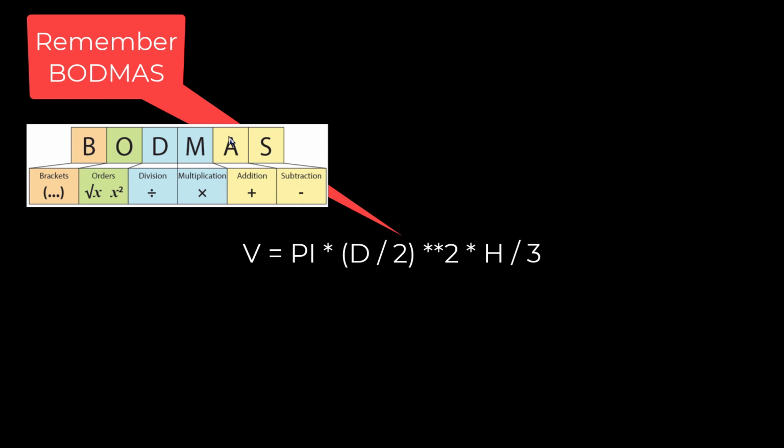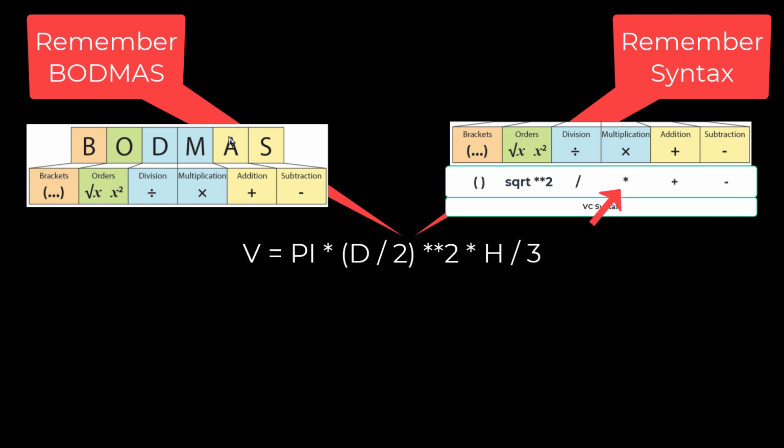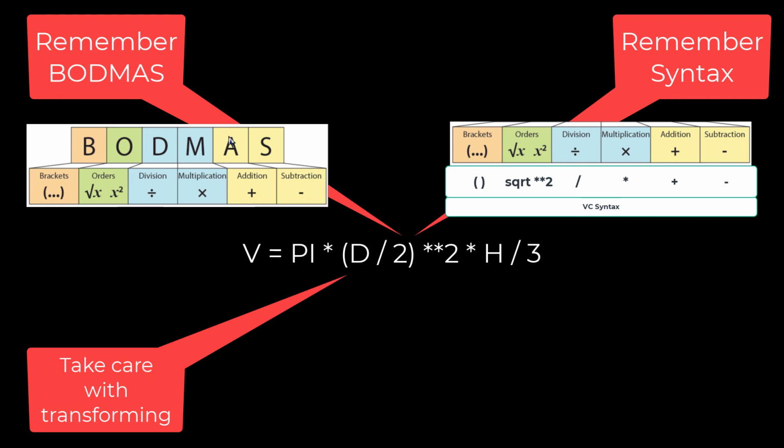SAP VC has its own syntax, so the main differences are for multiplication and division, and with square root, to the power of, etc. So just remember the syntax. You might have to go to SAP Help just to check up on some of that. Also, take care if you're transforming information. Often if you're following a textbook formula, it will talk about radius, and if you're working in diameters, make sure you are converting it back to a radius.